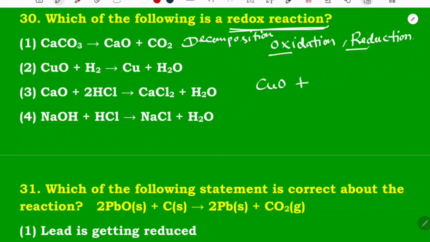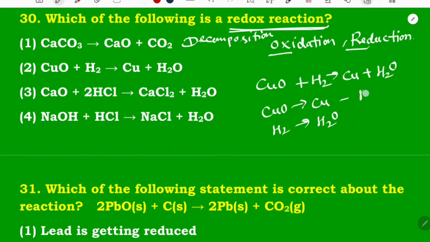CuO plus H2 gives rise to Cu plus H2O. Here CuO is converting to Cu and H2 is converting to H2O. Here loss of oxygen takes place, this is reduction. Here addition of oxygen takes place, oxidation. So the second one is the correct answer. The second one is a redox reaction.